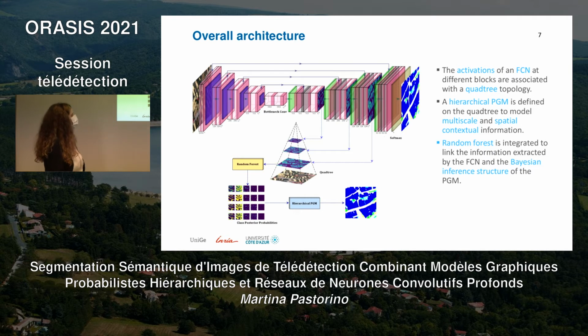Now, starting from the proposed framework, the overall architecture is based on three main methodological components. First, a fully convolutional network is trained with a very high-resolution dataset of remote sensing images. Its activations at different blocks are extracted and associated with the quad-tree topology. On this quad-tree topology, a hierarchical probabilistic graphical model is defined in order to model multiscale and spatial contextual information. Finally, random forest is integrated in the technique to link the information extracted by the fully convolutional network and the Bayesian inference structure of the probabilistic graphical model, which needs a suitable set of pixel-wise posterior probabilities.